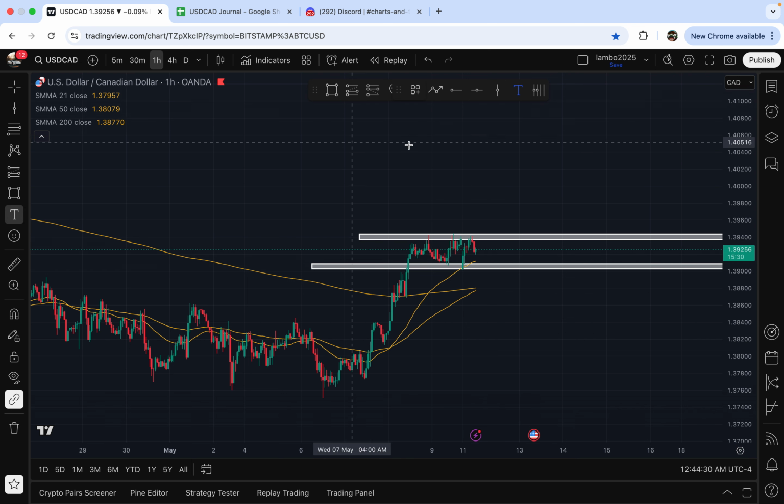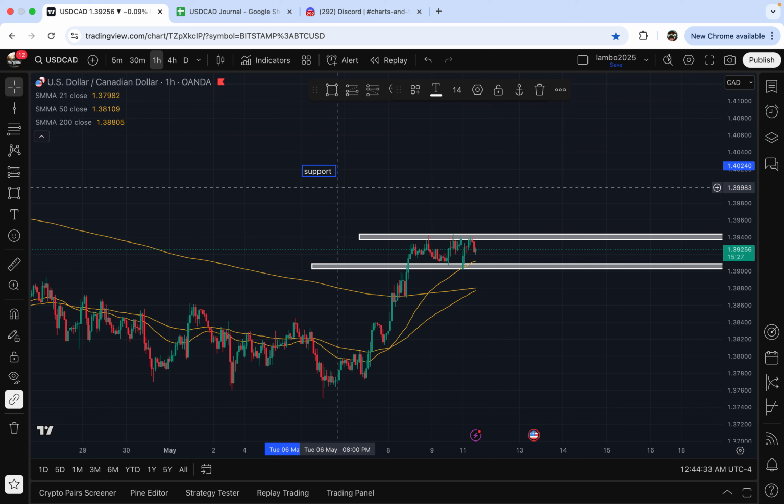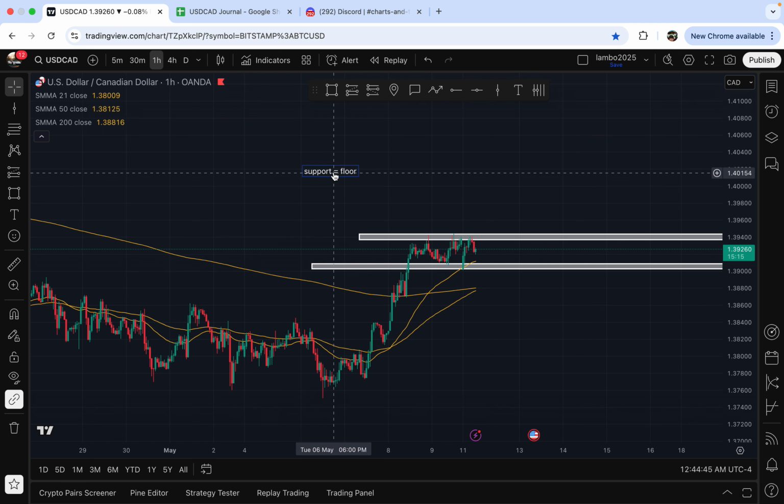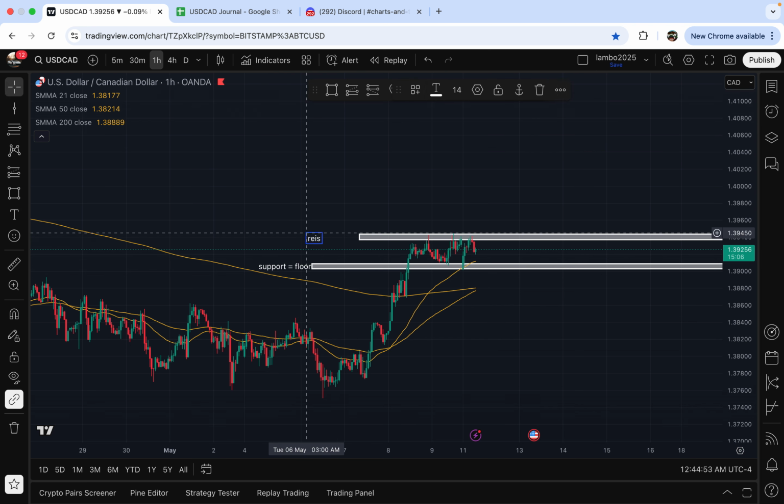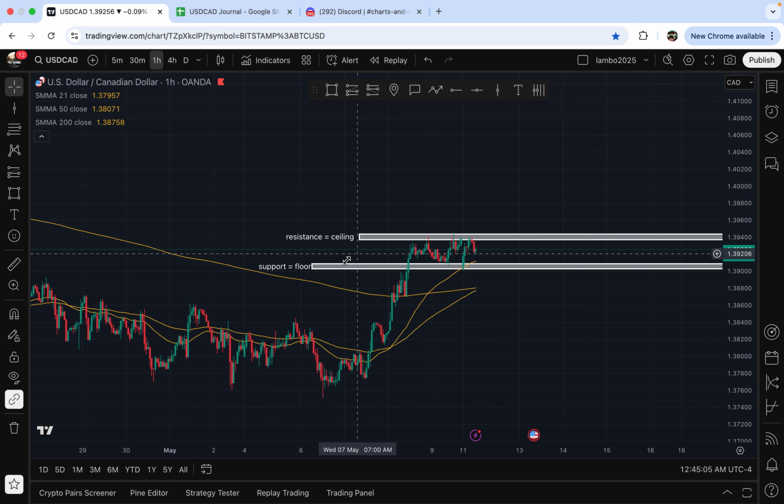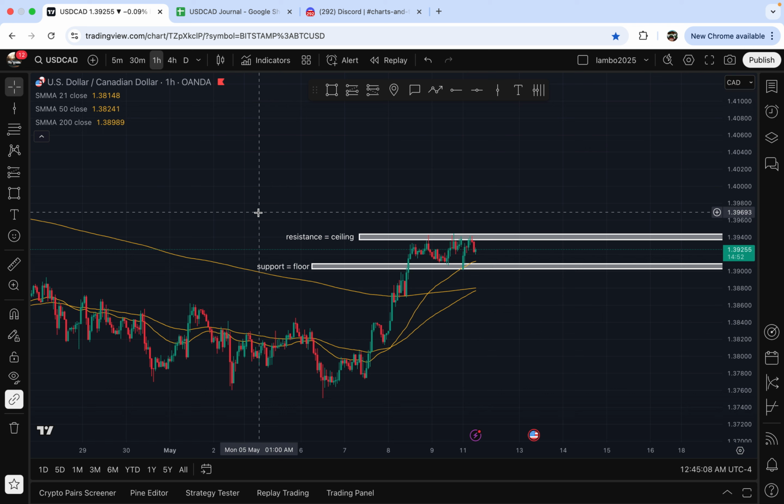Okay, so I want you guys to think support equals the floor. This is the floor. Okay, so this is support. This is the floor. And then we got resistance, and that is the ceiling. Okay, so study that, memorize that, and just don't forget it. Okay, support, floor, resistance, ceiling.